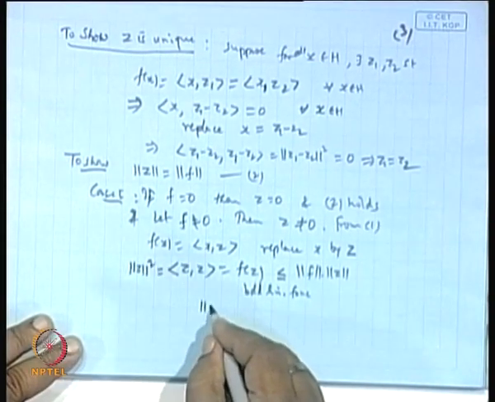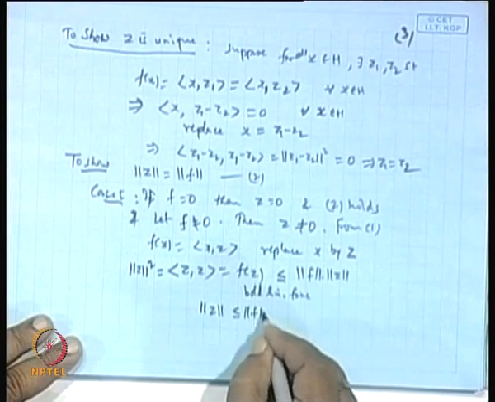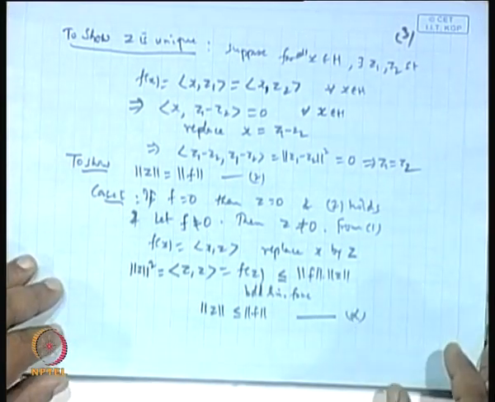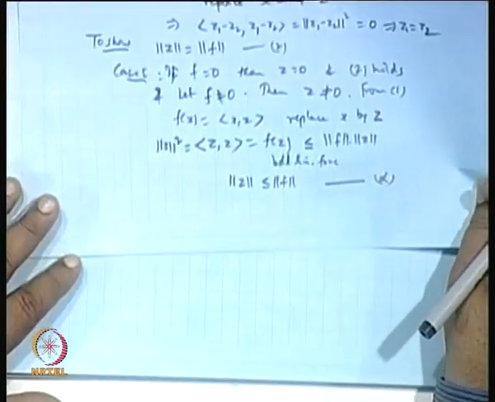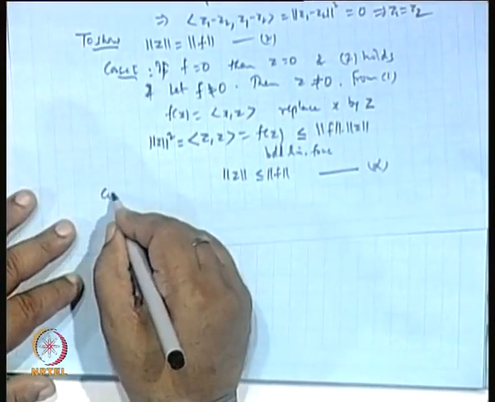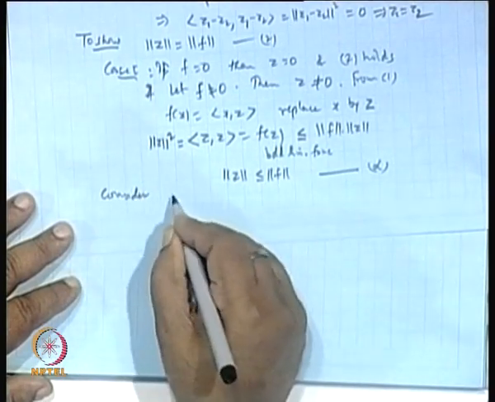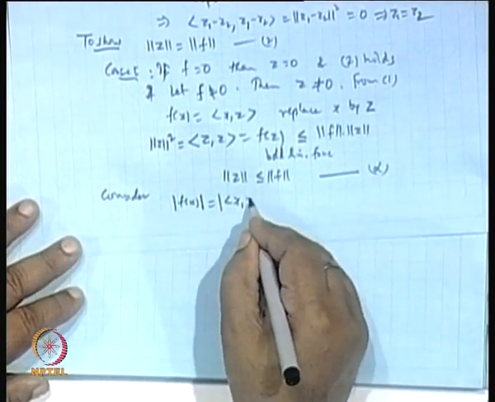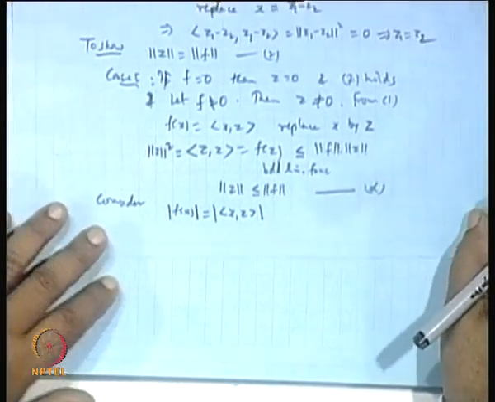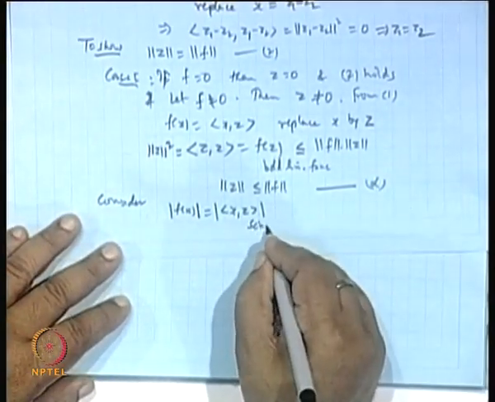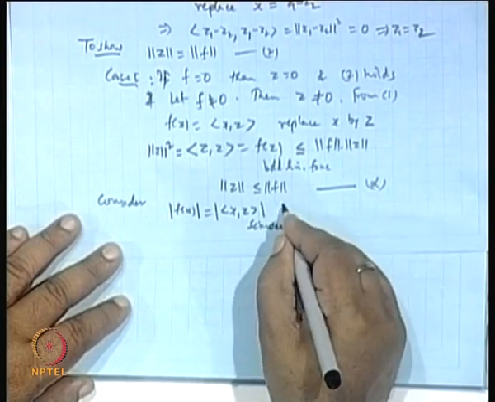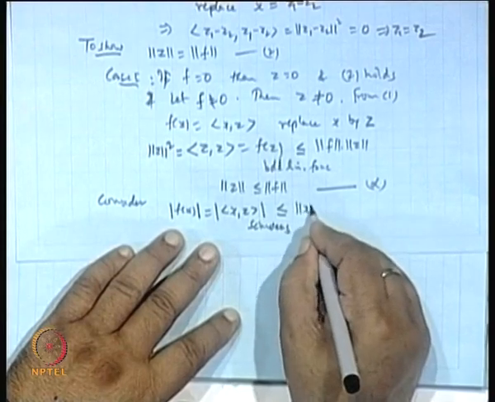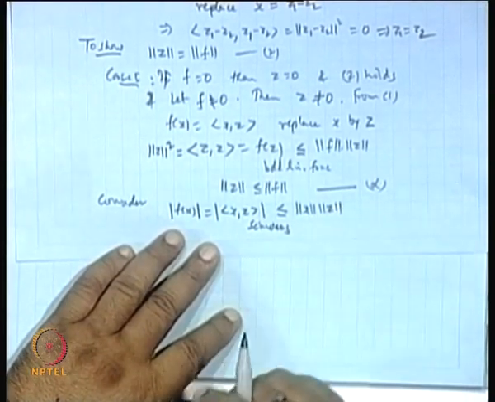So, we get norm of z is less than or equal to norm f, let it be alpha. Okay? Clear? Now, to get the converse inequality, consider mod of f(x). This is equal to mod of inner product of x, z. Apply Schwarz inequality. Schwarz inequality gives the relation between the inner product and the norm. So, it will be less than or equal to norm x, norm z.